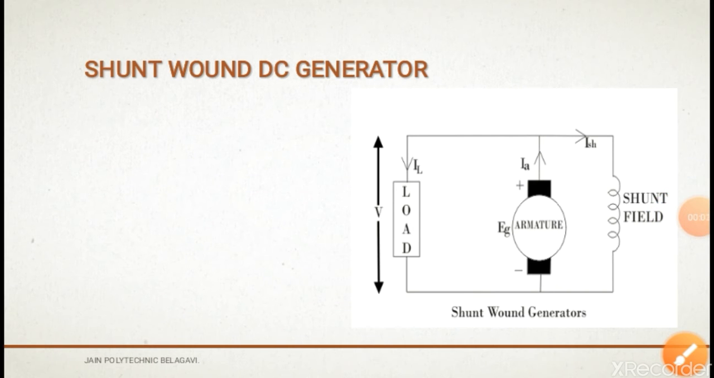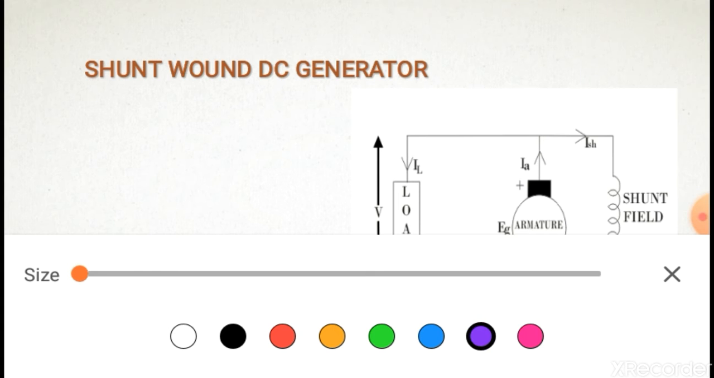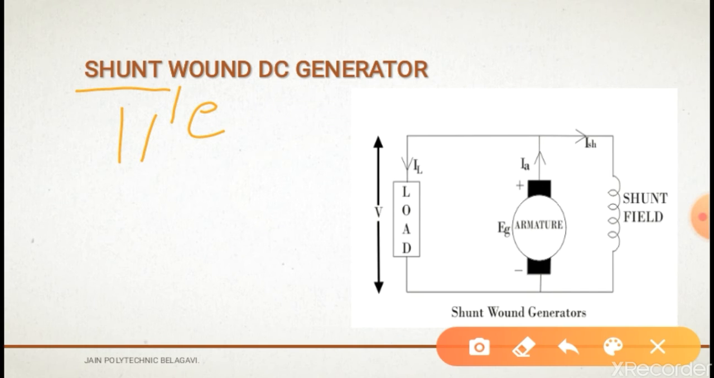The next one is shunt wound DC generator. The name itself indicates that the meaning of shunt is nothing but parallel. So the armature winding and field winding both are connected in parallel. So it is called as shunt wound DC generator. Here you can see it in this circuit diagram. This shunt field is connected in parallel with this armature.